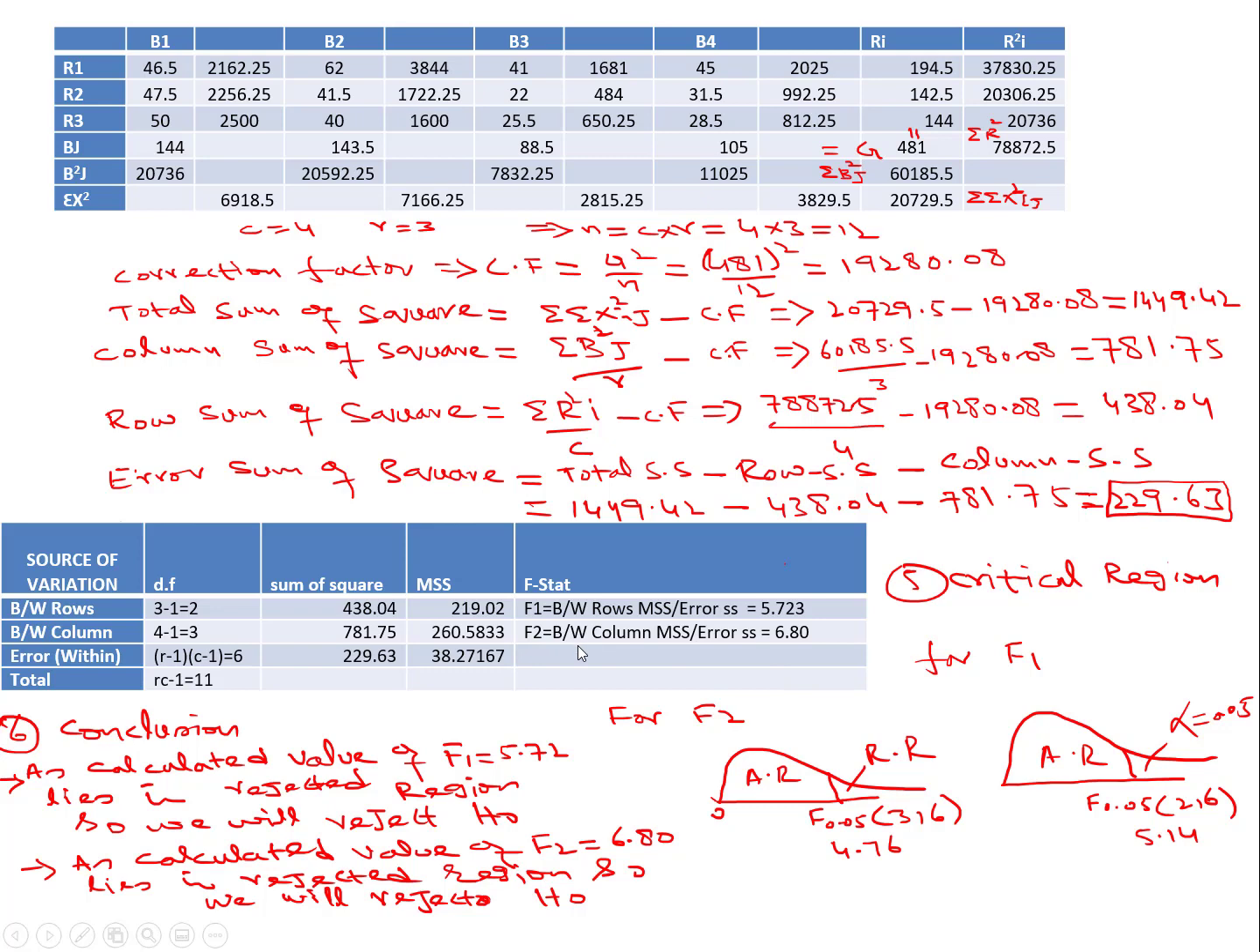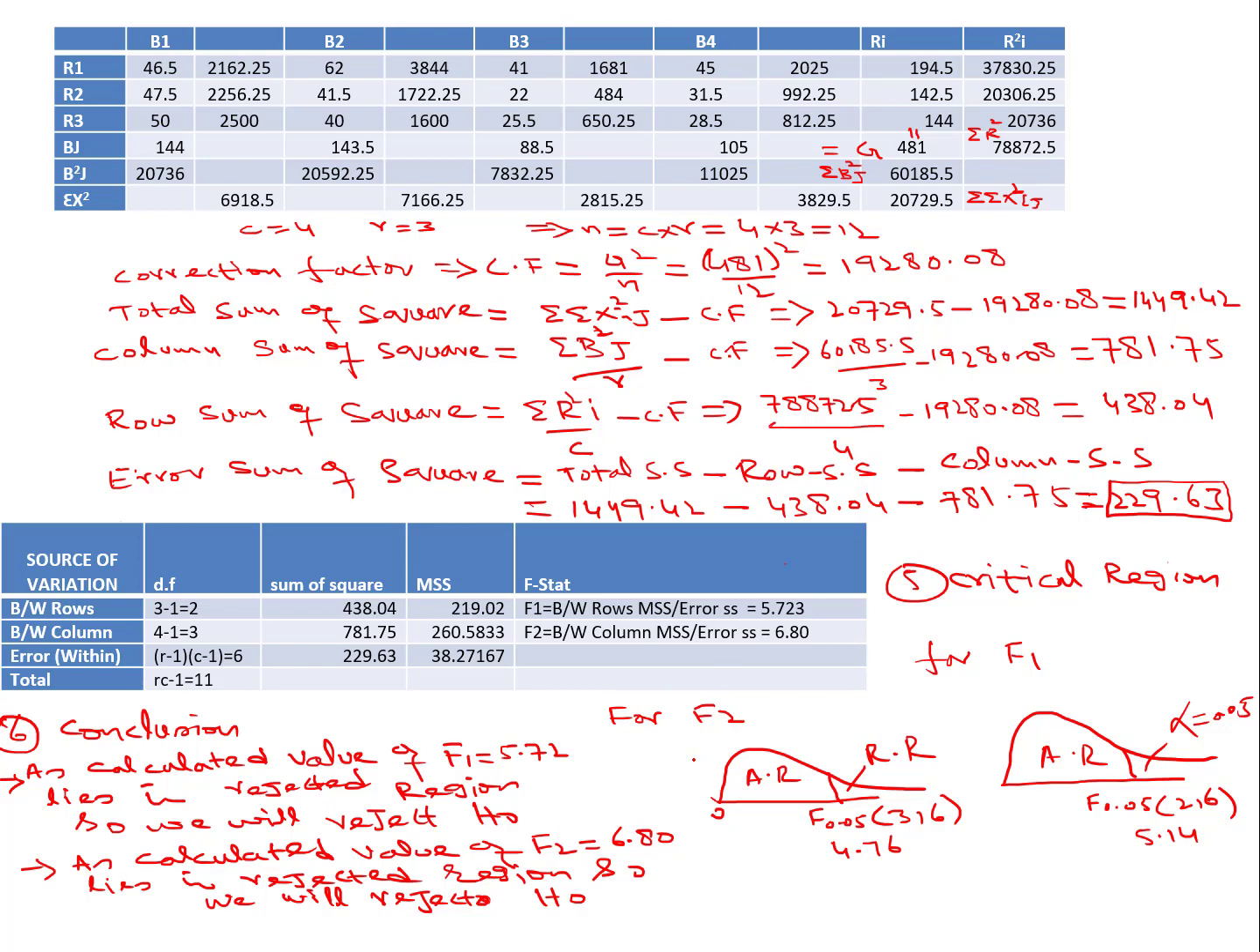Similarly for F2, which is the column mean square, 260 divided by the error, 38, the calculated value of F is 6.80. And when finding the F critical value from the table, F 0.05, we change the degrees of freedom. Before it was 2 and 6, because that was for the row degree of freedom and the error. Now this is the column degree of freedom, which is 3, and this is 6, so 3, 6. Now it is 4.76. The calculated value of F2, 6.80, is much higher than 4.76, so we will also reject H0.